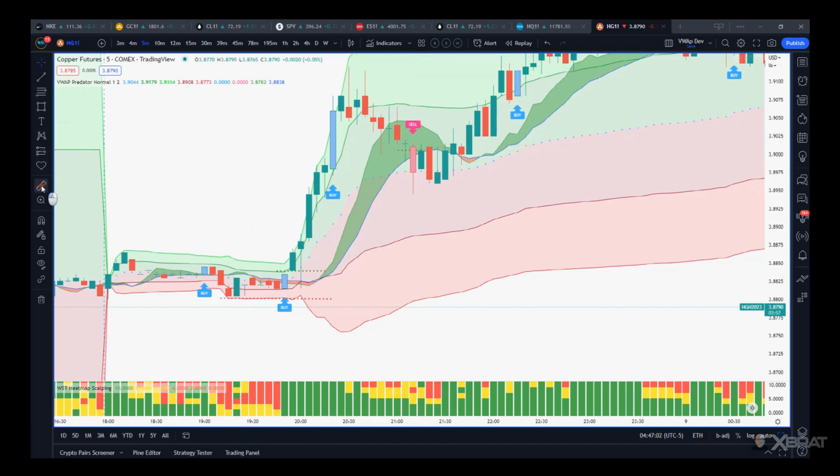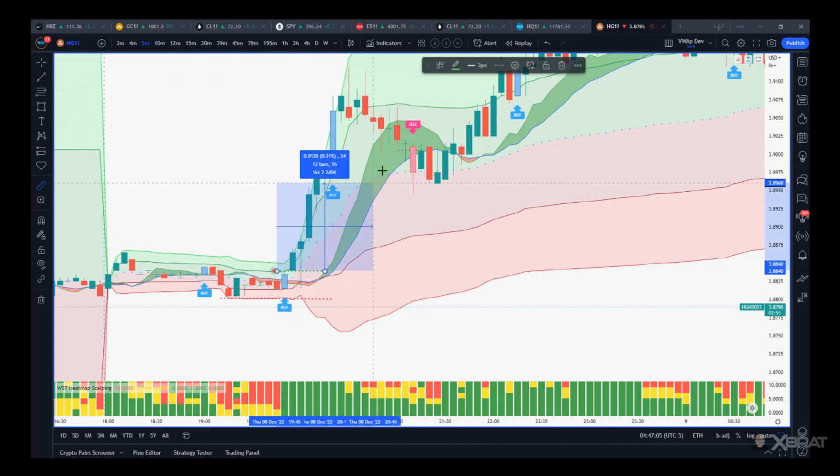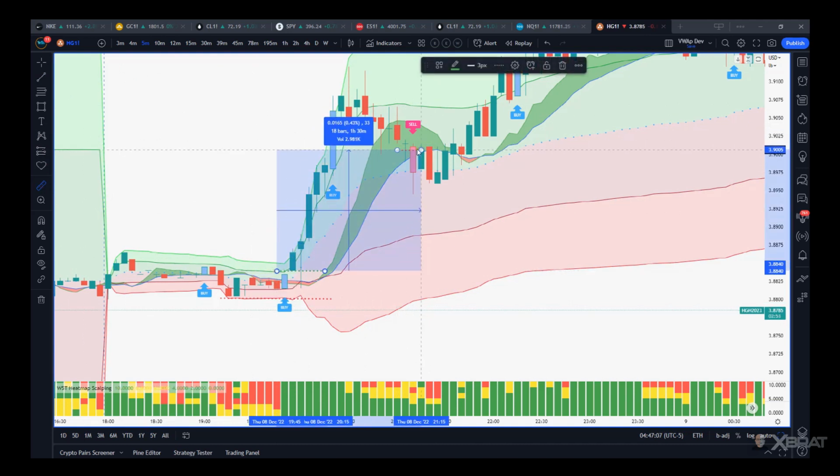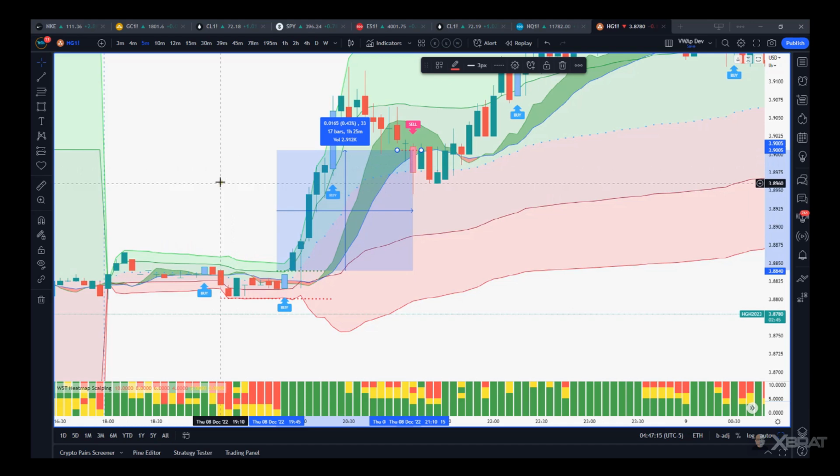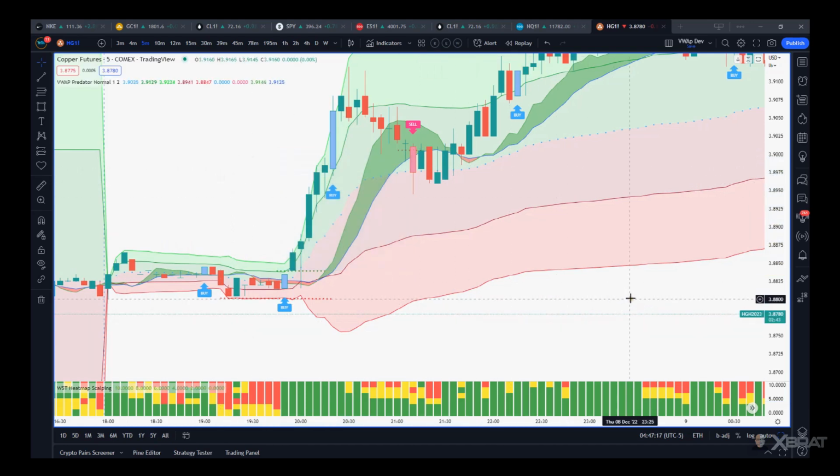So this trade was 33 ticks. Great trade on copper futures, very great trade. That's a good trade. Very, very simple, and then go to bed.